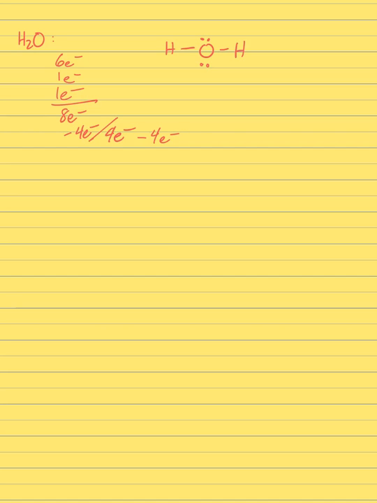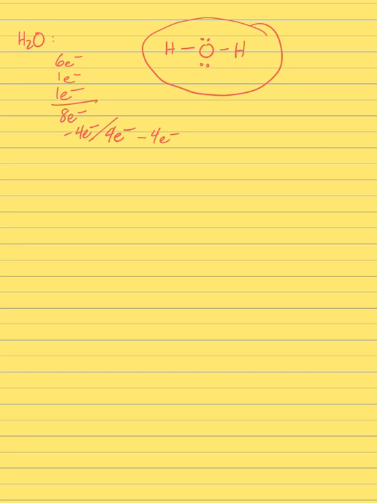If anything has an incomplete octet at this point in time, we would move things around to make multiple bonds, but it doesn't. Everything's good. Hydrogens need 2, oxygens need 8. They have what they need. So this is it. That's the Lewis structure of water, and that's how we get it following our steps.